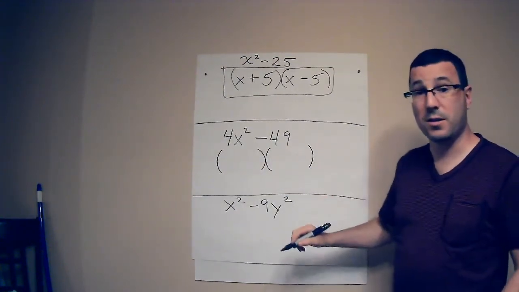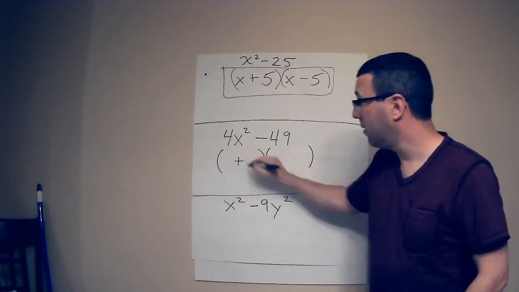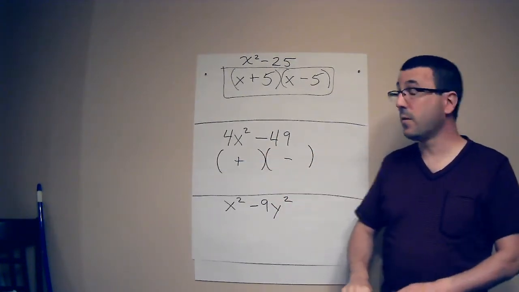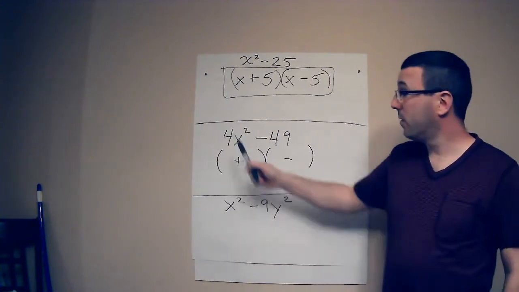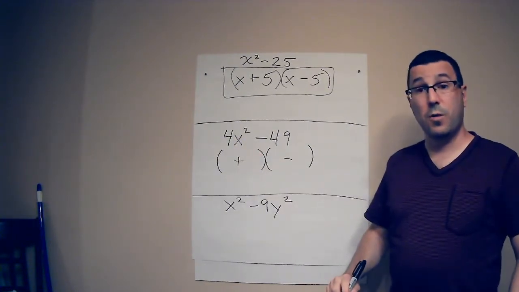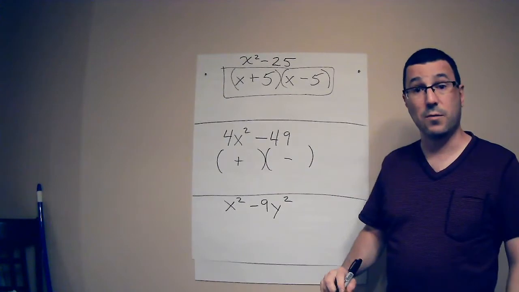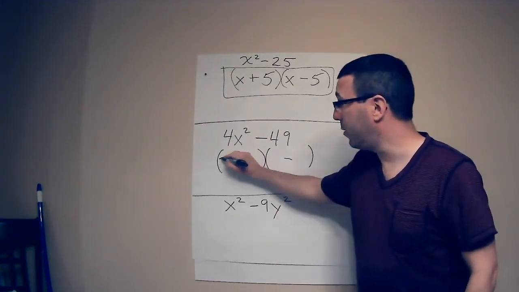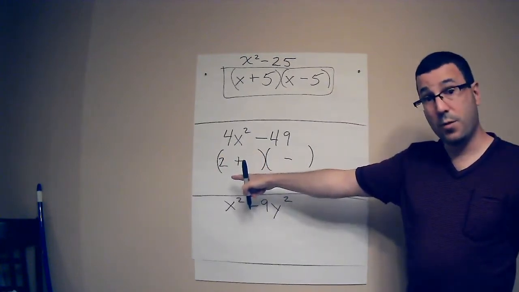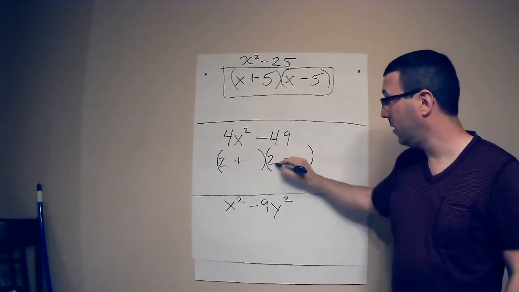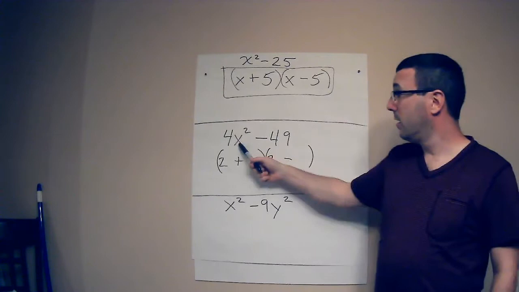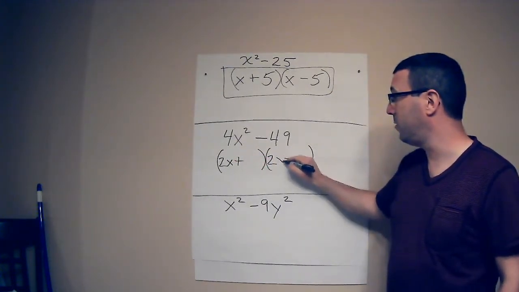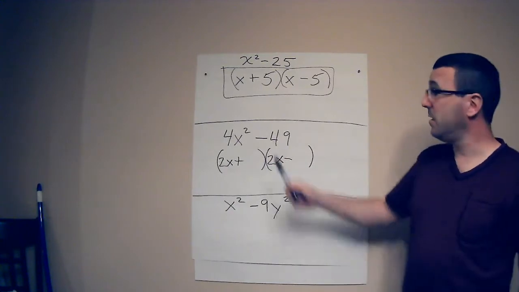Two sets of parentheses, plus sign in one, minus sign in the other. So I'm going to do this. 4 is a perfect square. What number times itself gives you 4? 2. So I'm going to put a 2 with room to put the variable at the front here. My variable is x, so I'm going to put an x next to my 2 in both parentheses.